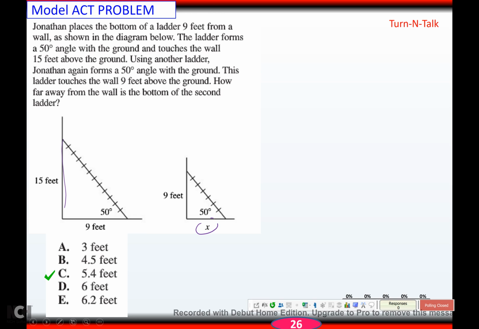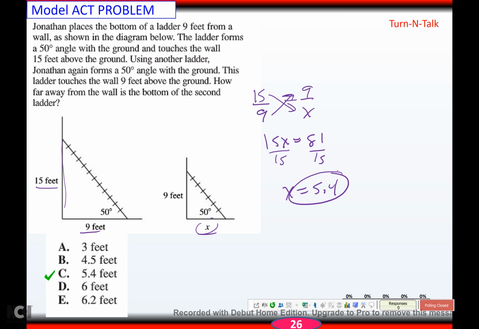Well, they're proportional, obviously. So 15 corresponds to 9, just as 9 corresponds to x. So this would give me 15x equals 9 times 9, which is 81. Divide by 15, and I get x equals 5.4. Okay?